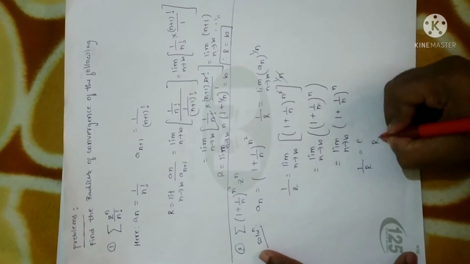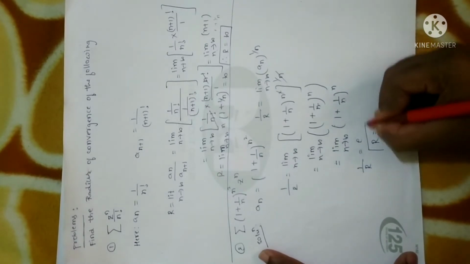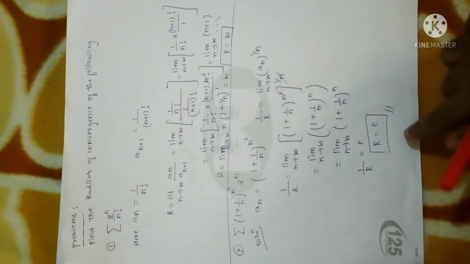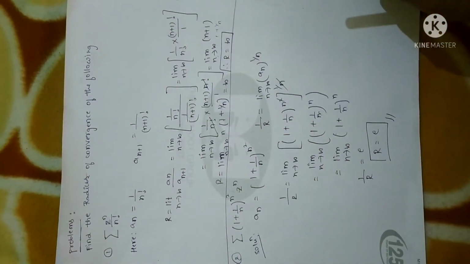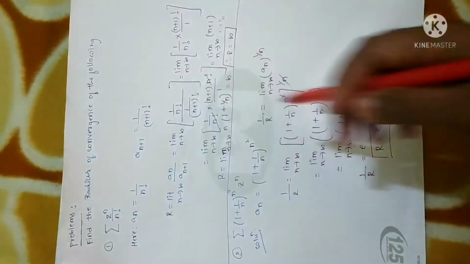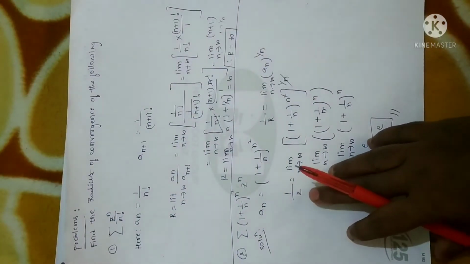But we need to calculate r. So let me take reciprocal. So you will get r is equal to e. Therefore the required radius of convergence for the second problem is r is equal to e. Only thing is you have to identify which formula we need to apply. Hope it is clear.